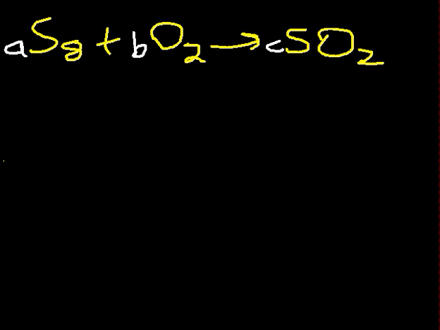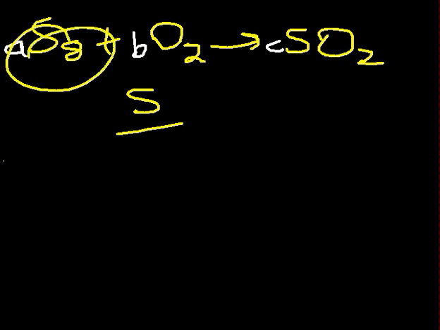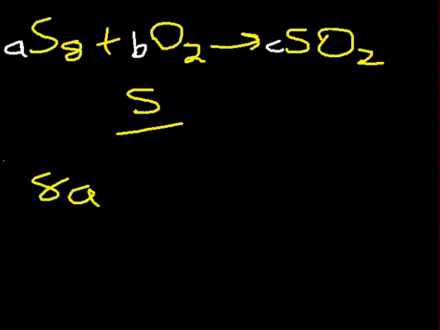Next, we identify the elements that are involved in the reaction. We have S. In this case, we have 8 atoms of S times A, so we'll have it as 8A. We do not have any here, so we'll leave it like that. And this is equal to, we only have the single S there, so 1 times C, that will be given as C. That is equation number 1.